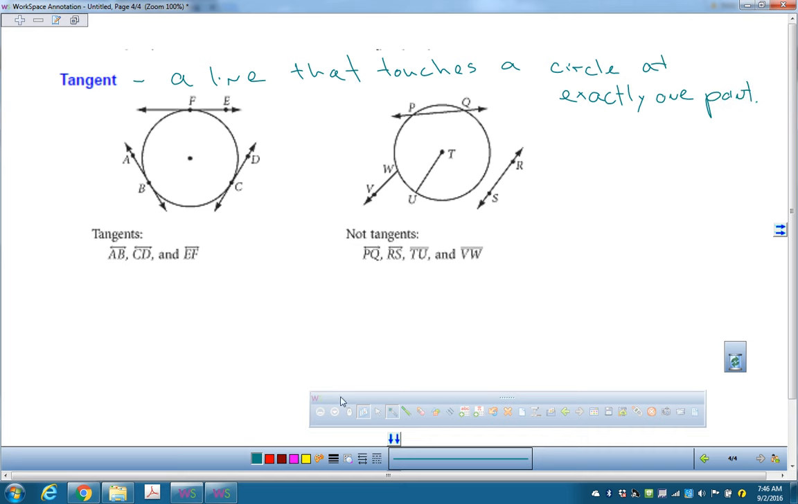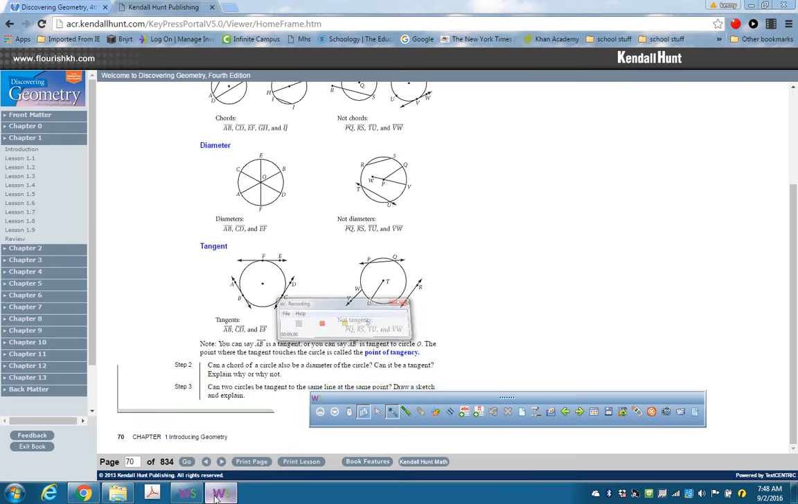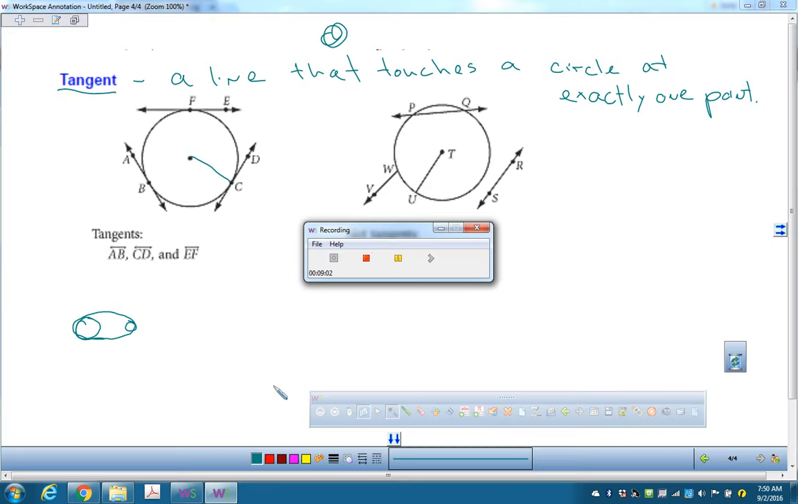Tangents are pretty important in real life. You know why? Anyone know why? Tangent. It's a tough crowd here today. All right, so moving on.